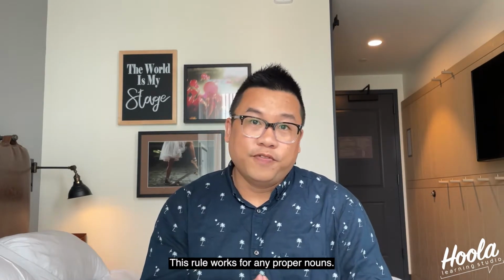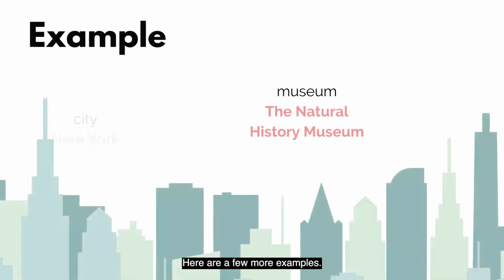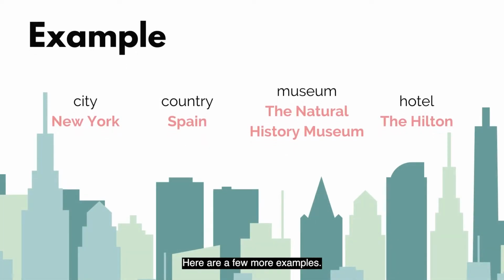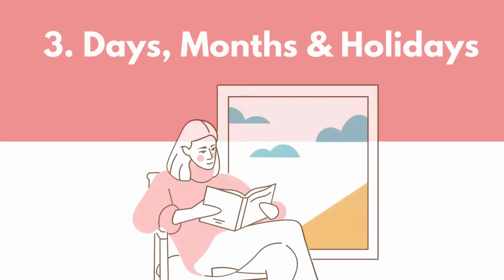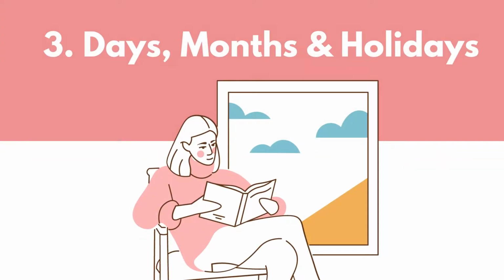This rule works for any proper nouns. Here are a few more examples. City, New York. Country, Spain. Museum, the Natural History Museum. Hotel, Hilton. Let's check out number 3. Number 3, days, months, and holidays.